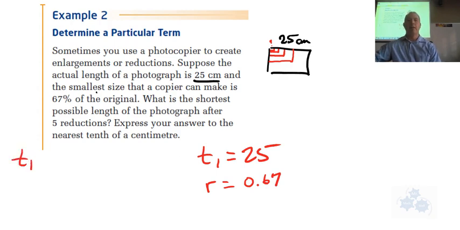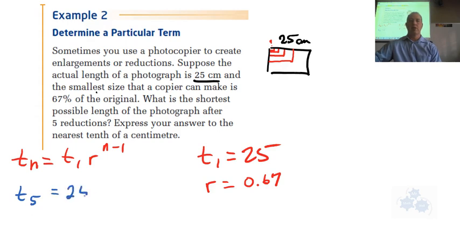The T of n formula looks like this, right? T of 1 times r to the n minus 1. And so if I want 5 reductions, like this, I think we should do this. 25 is T1. The r is 0.67. And then we take it to the power of, what's this n minus 1? 4. And so we evaluate that to get us to 5 reductions, T1.